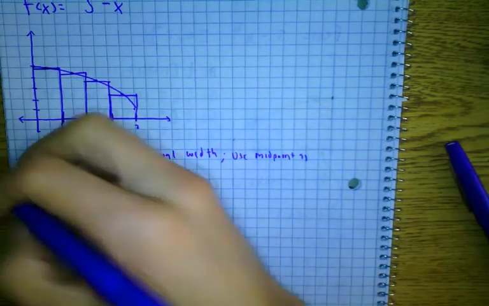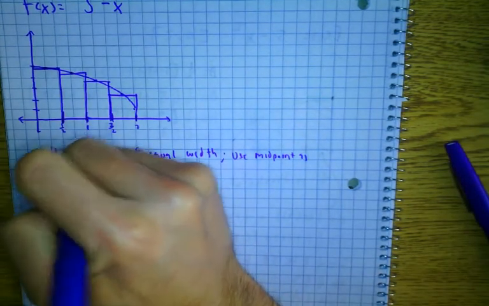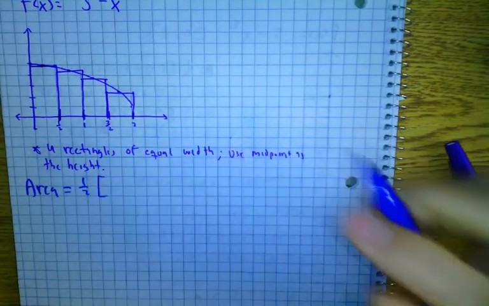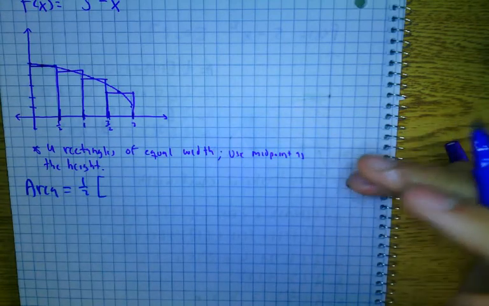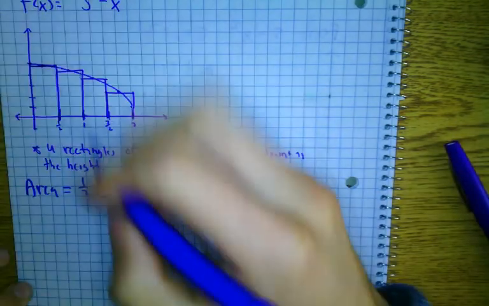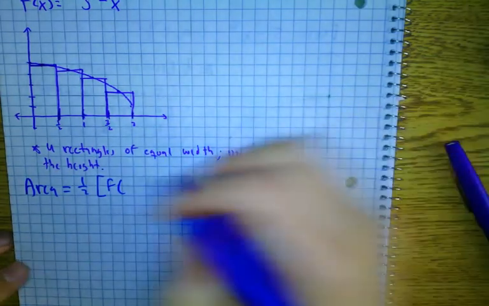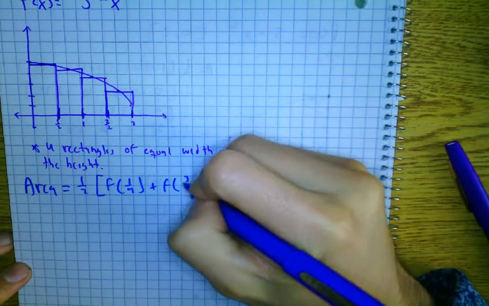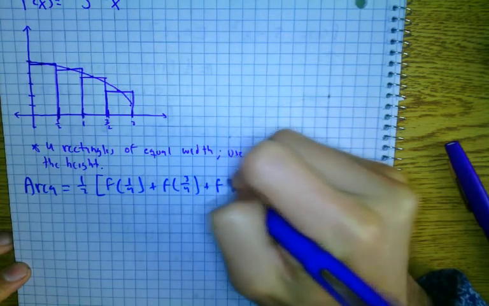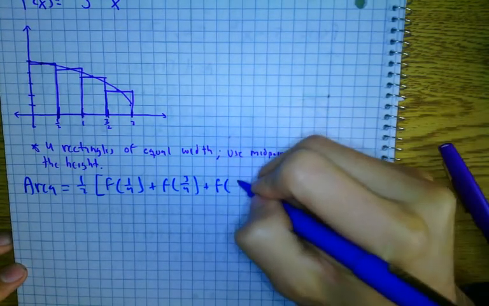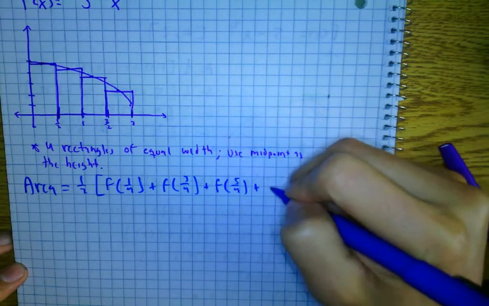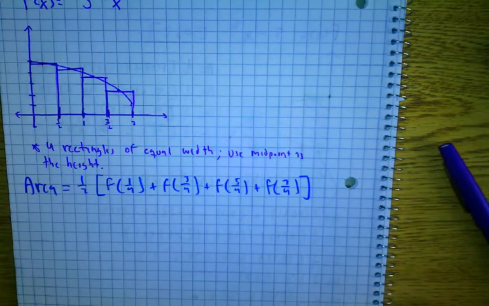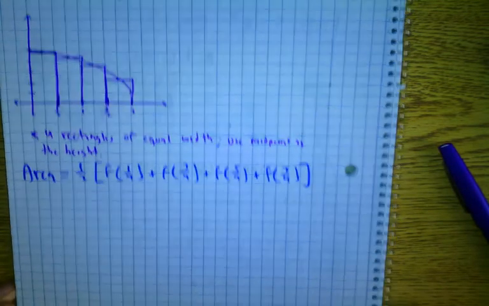All right, so everything from here doesn't change, right? We want to find this area. We're going to say area is equal. They all have 1/2, right? Okay. Now you got to be careful. The heights are always going to be the midpoints, right? So the first one is going to be f of 1/4, and then the second one would be f of 3/4, and then the third one is going to be f of 5/4, and then the last one would be f of 7/4. Cool? We're good so far?